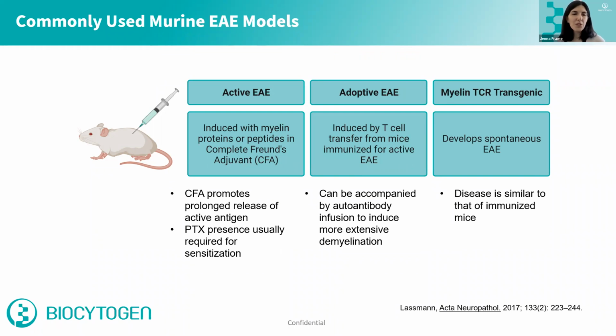In addition to this active EAE disease, there are also transgenic models that can be used, or adoptive EAE, which is induced by transferring T cells from active EAE mice. In these models, typically demyelination can be less severe, and so sometimes they're stimulated by additional autoantibody fusion. But these two models can also be very helpful for mechanistic studies.